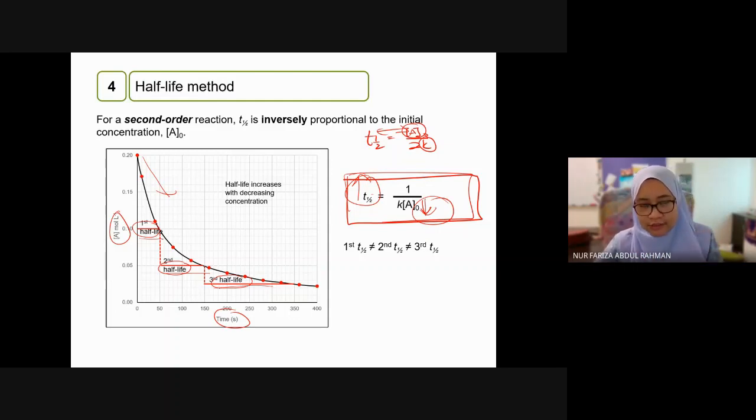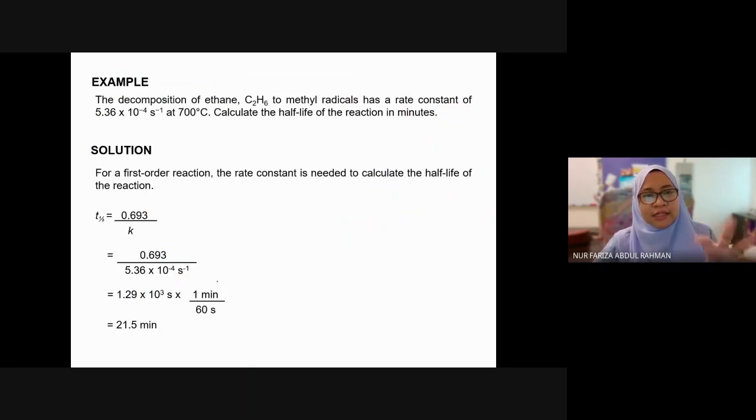Tu fokus kita sebenarnya. Tapi soalan-soalan ni hanya terbitan-terbitan sajalah. Other than asking determination of the order of the reaction, you can also be asked related to half-life, where you have to apply the formula. Contohnya, decomposition of ethane to methyl radicals has a rate constant of this. Maksudnya you have to calculate the half-life of the reaction in minute.